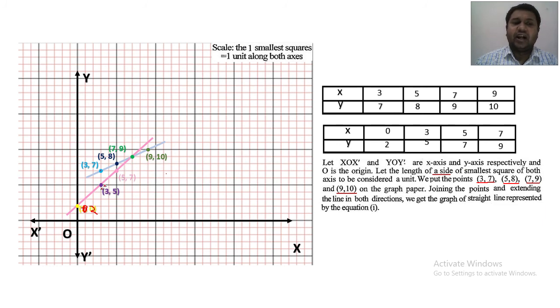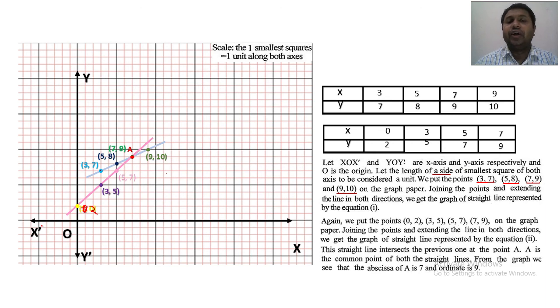So I just join all the 4 points and get a straight line. You can see here the two straight lines intersect at a single point, that is 7 comma 9. So we call it A. The point A is where the two straight lines intersect each other. That is our solution. So again we put the points 0 comma 2, 3 comma 5, 5 comma 7, 7 comma 9 on the graph paper, join the points and extend the line in both directions. We get the graph of the straight line represented by equation 2. This straight line intersects the previous one at the point A.